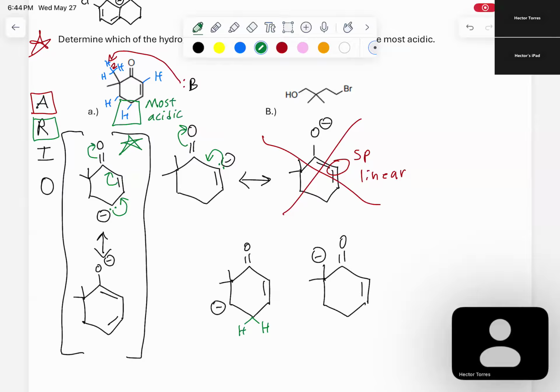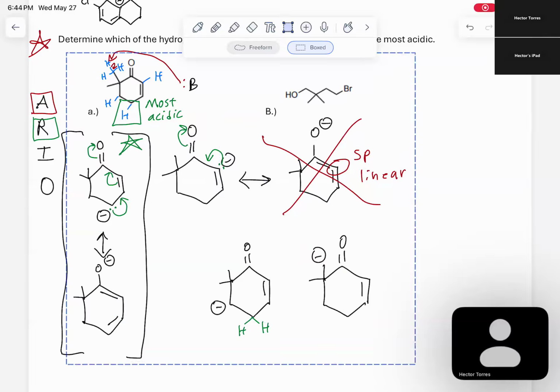It's a bit of work, but I highly recommend you look at all of them. Make sure that you know exactly which one's going to be the most acidic. Go through all of the different options and see which one is going to be best. Now let's try this for part B.